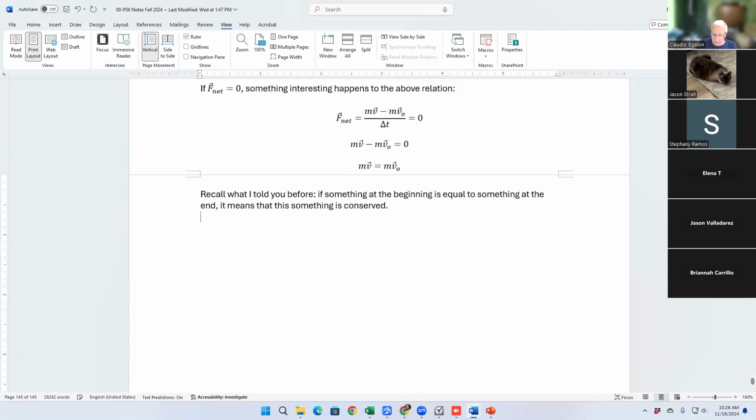The above quantity, m times v, we call momentum and represent by the letter p. So here you go: lowercase p is equal to mv, and lowercase p naught is equal to mv naught.